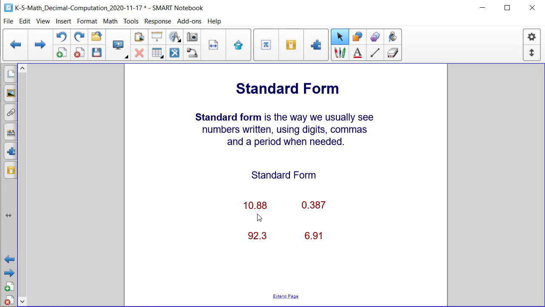We have 10 and 88 hundredths. We have 387 thousandths. We have 92 and 3/10ths. And we have 6 and 91 hundredths.